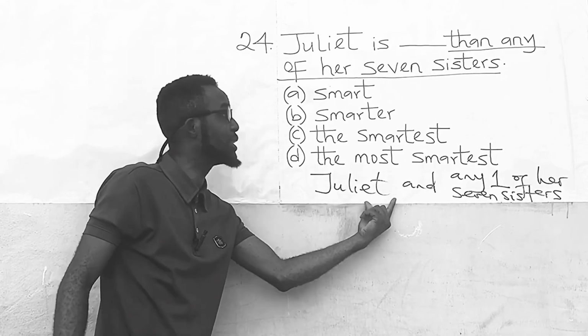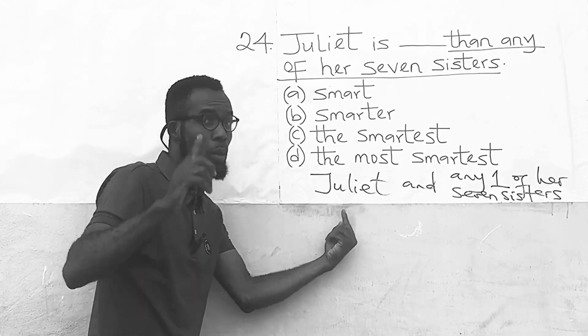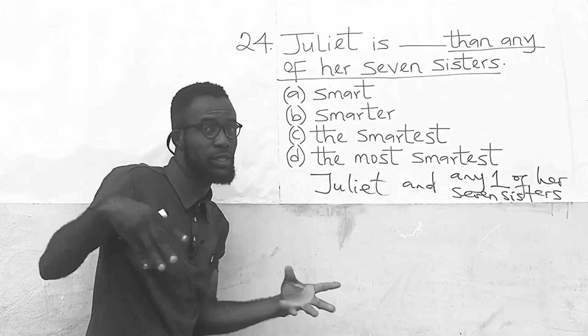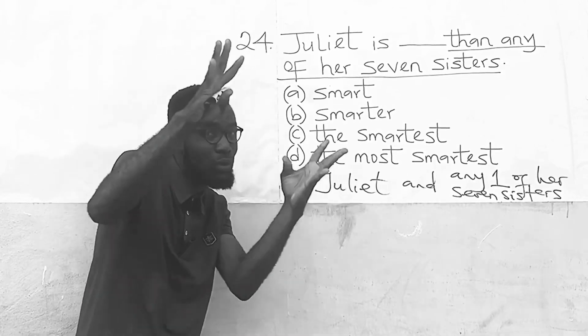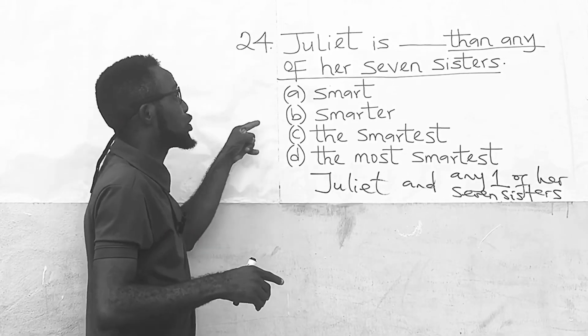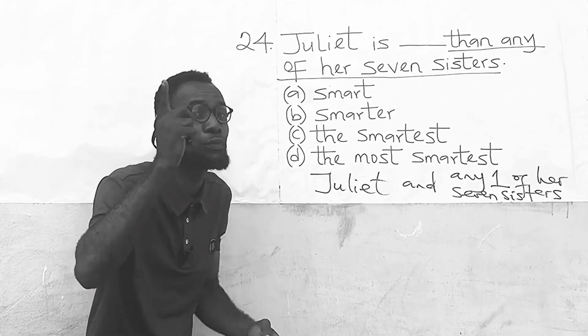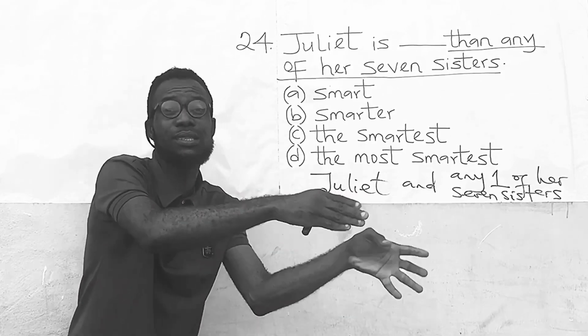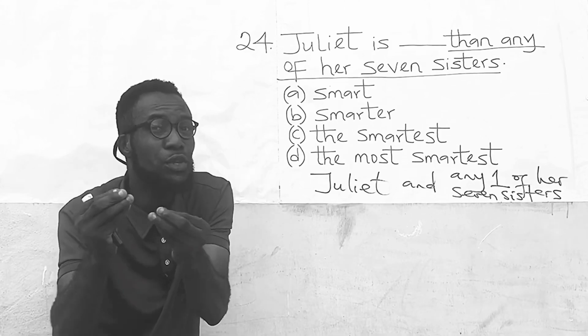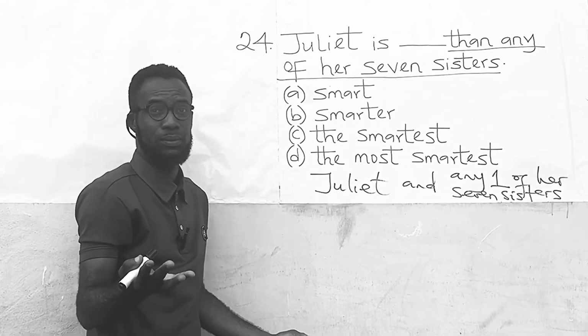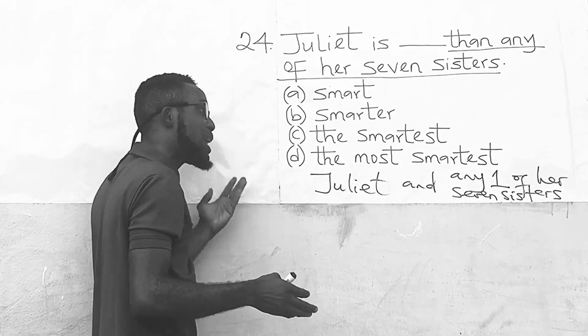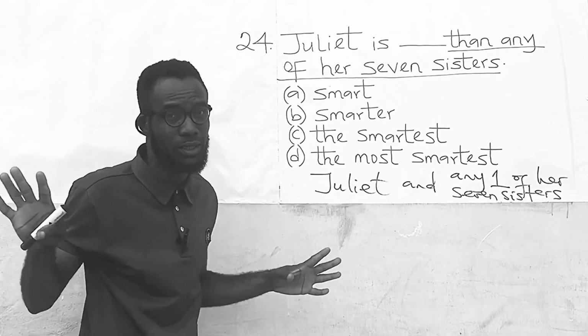Insofar as two persons are compared in this question, Juliet compared with any of our seven sisters, that is, any one of our seven sisters, then we are to choose a comparative adjective. And the comparative form of smart is smarter. So any option that carries smarter becomes the correct option.